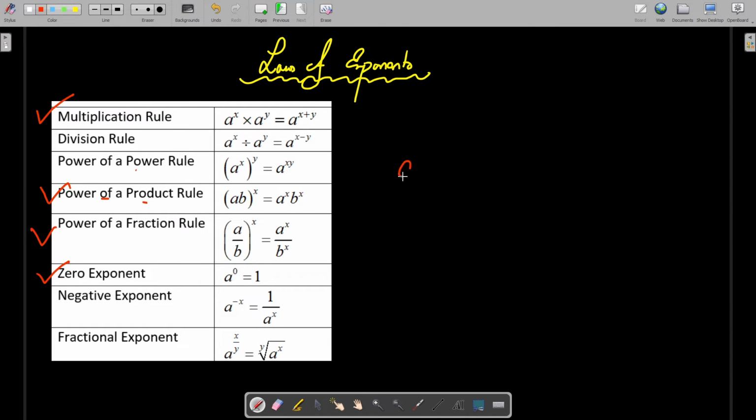The next one is zero exponent. Anything to the power zero, maybe it's a variable, it could be a number, it could be a negative number, the answer will always be 1.